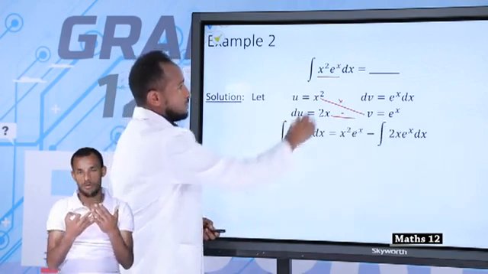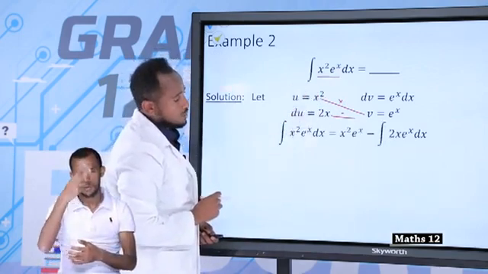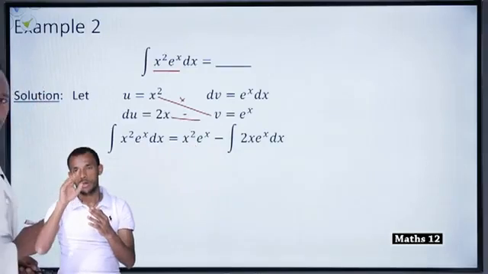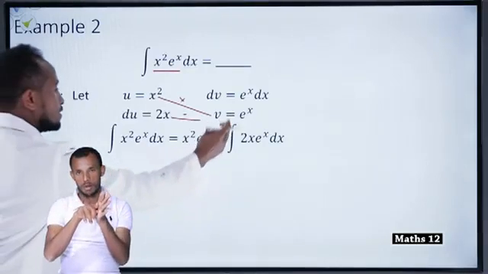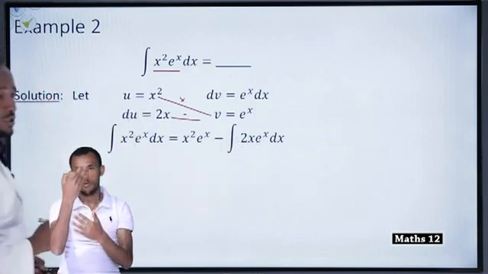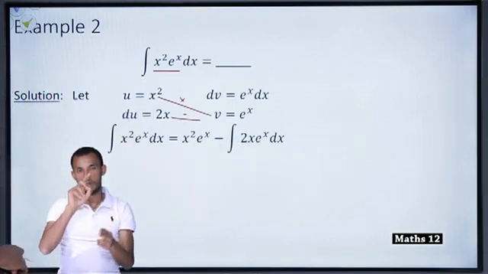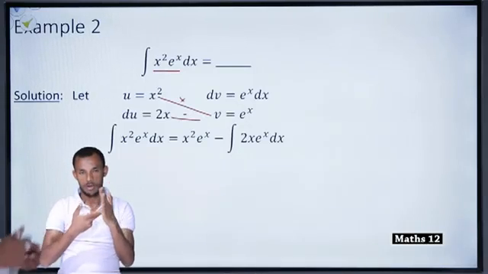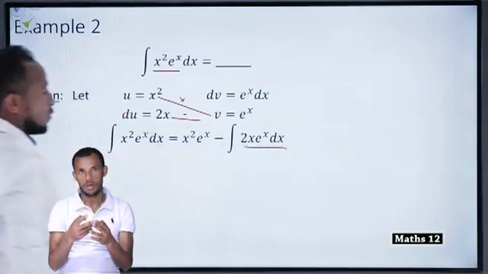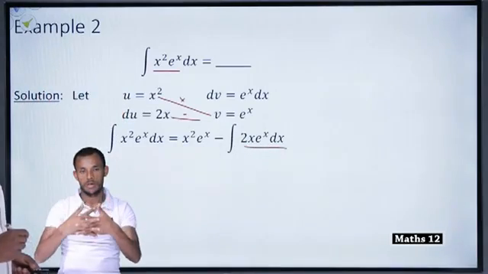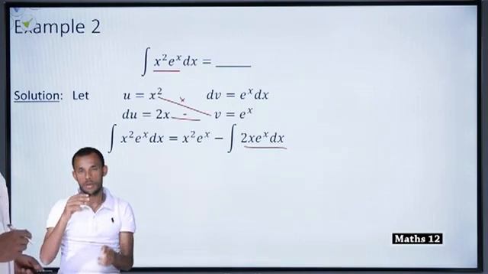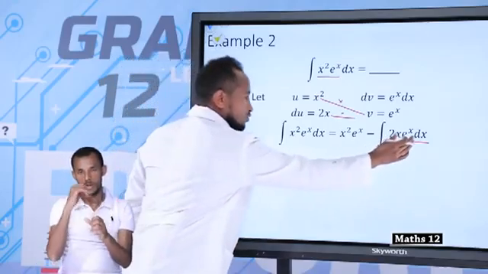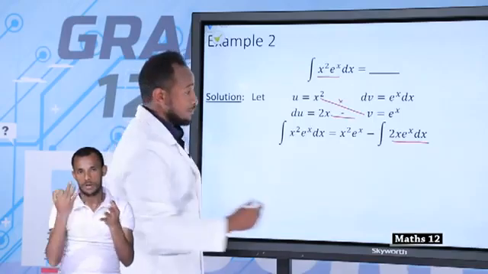Therefore here the integration of x squared e raised to x dx will be equal to the product of x squared and e raised to x minus the integration of the product of the two, that's 2 times x e raised to x dx. But this is not the final answer. It needs further solving. So look, this is the integration of 2x times e raised to x dx. We have already solved it in a previous example, but now let's do it again. So to integrate this expression, it needs integration by parts, this part also.